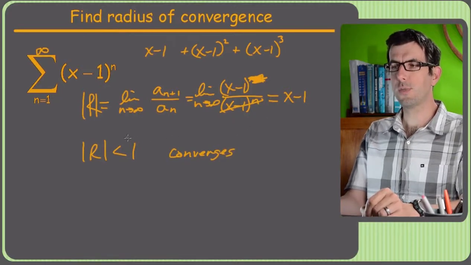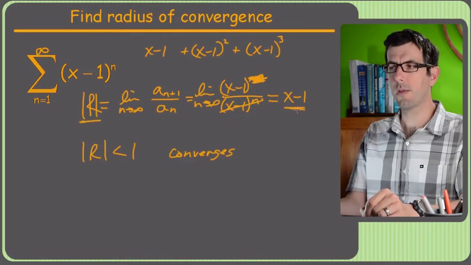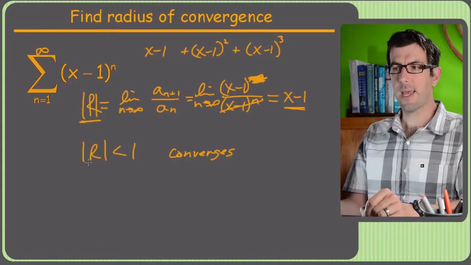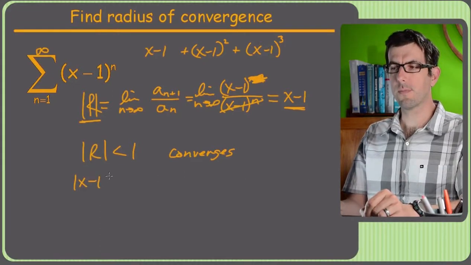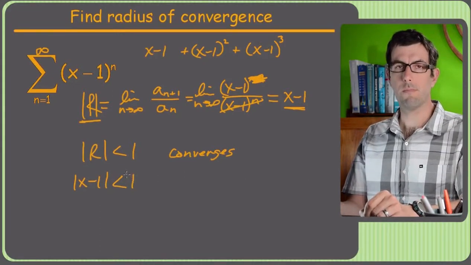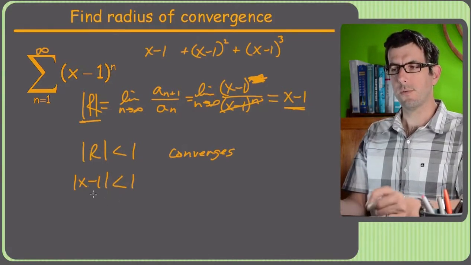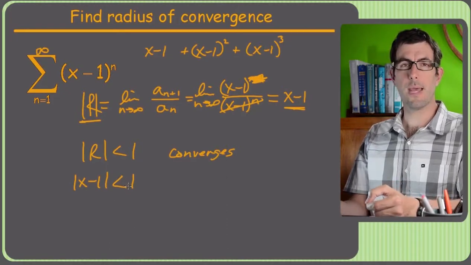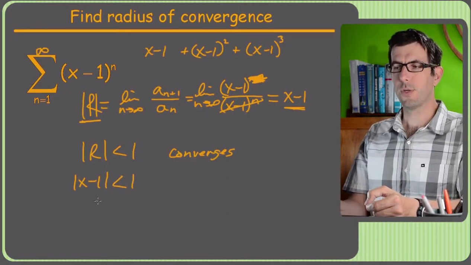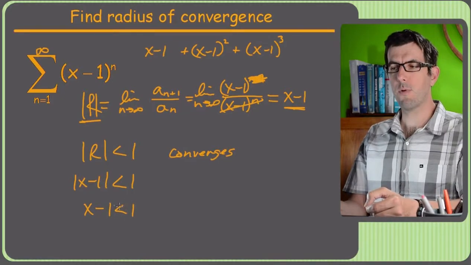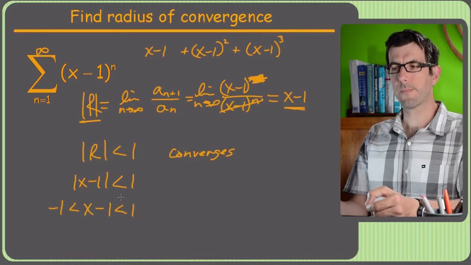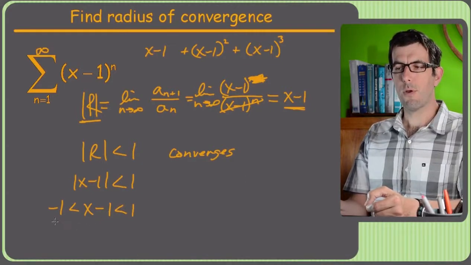So what we're going to do is, since we just found out that r equals x minus 1, we're just going to set absolute value of x minus 1 less than 1. And now we can solve for x. So how do you solve an absolute value like this? Well, the trick is just to get rid of the absolute value and figure, you know what, that has to be less than 1, but it has to be greater than negative 1. So now we can add 1 to all three.